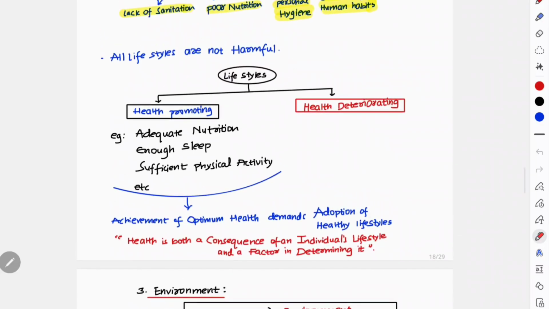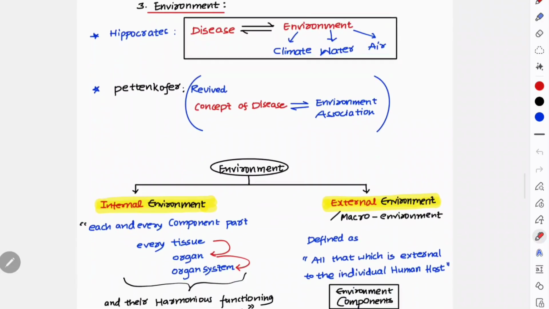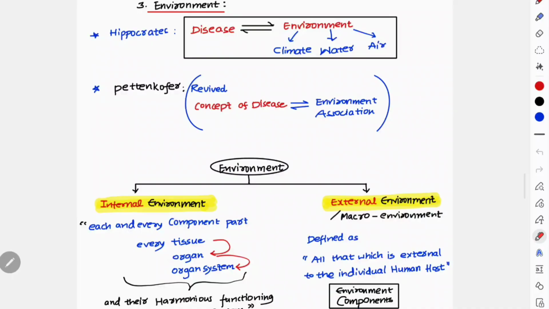So that is the determinant of health. Third is the environment. In ancient times, Hippocrates said disease and environment are in equilibrium, or are closely related. What we can say is, disease and environment are closely related, like environment, climate, water, air. If any hazards occur in the environment, the individual develops the disease. That is what Hippocrates stated.